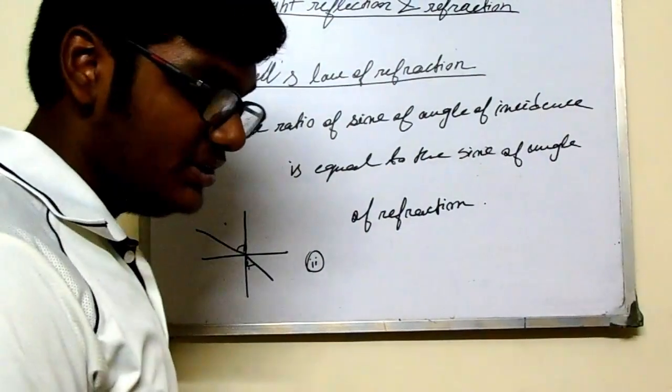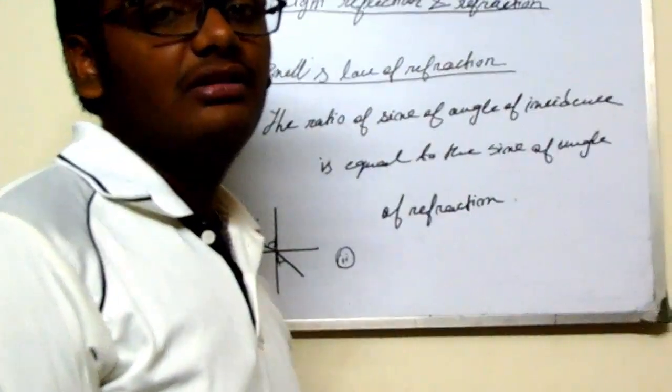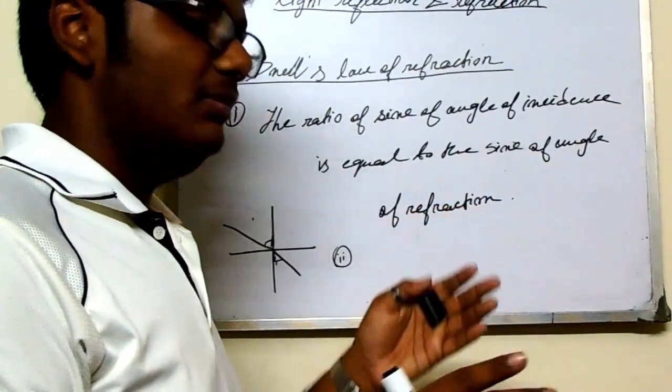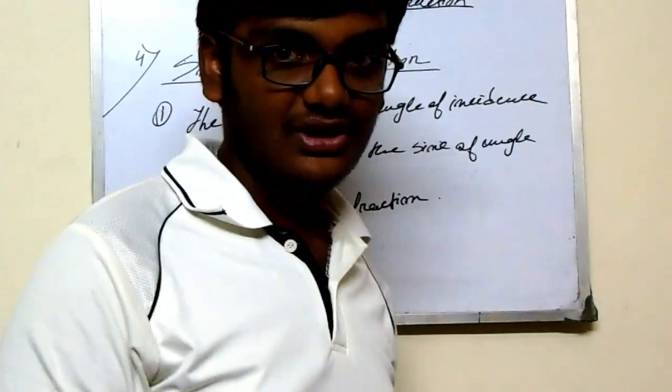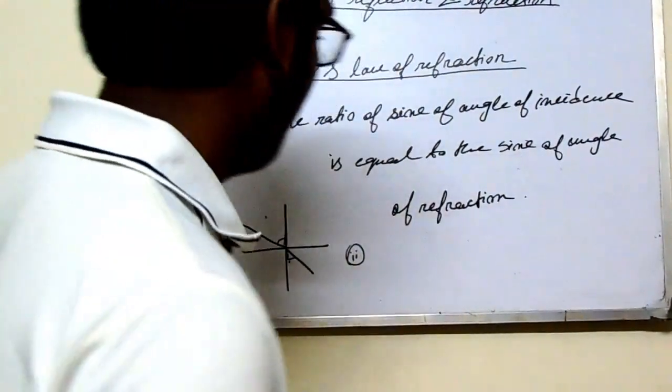The second one is the incident ray, the normal and the refracted ray all lie on the same plane. This is nothing but the same as the law of reflection, as I stated with the bowler example. Okay, it lies on the same plane.